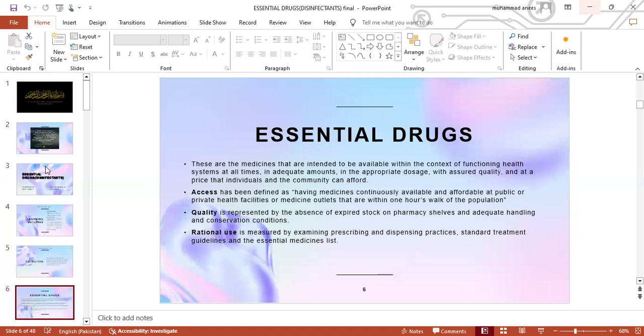What are essential drugs? These are the medicines that are intended to be available within the context of functioning health systems at all times, in adequate amounts, in the appropriate dosage, with assured quality, and at a price that individuals and the community can afford. In terms of access, it is defined as having medicines continuously available and affordable at public or private health facilities or medicine outlets that are within 1 hour's walk of the population. In terms of quality, it is represented by the absence of expired stock on pharmacy shelves and adequate handling and conservation conditions. Rational use is measured by examining prescribing and dispensing practices, standard treatment guidelines, and the essential medicines list.